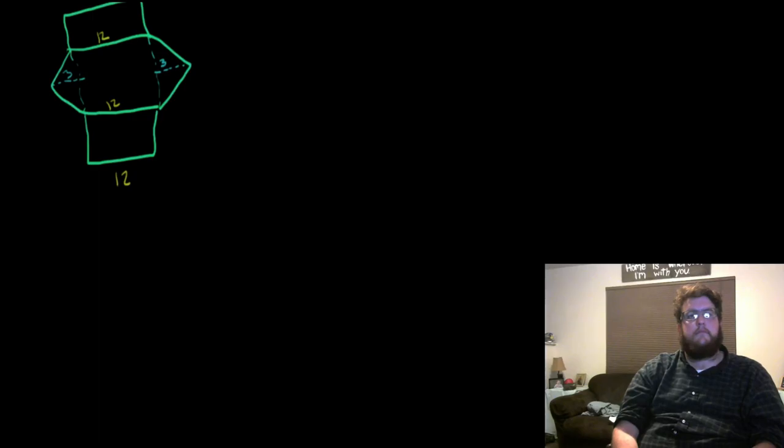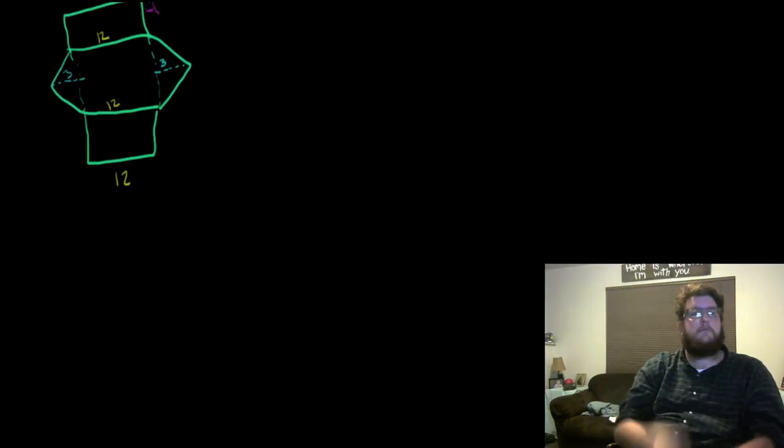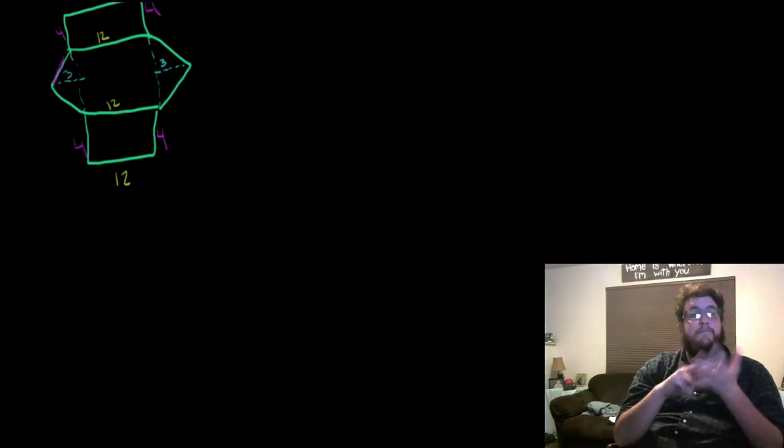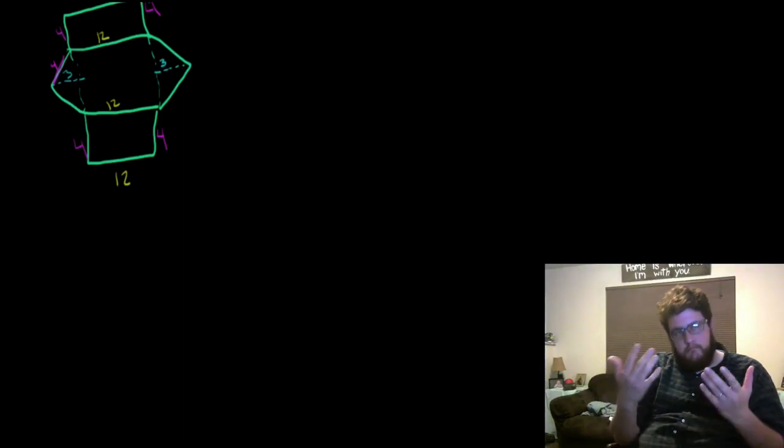And then it tells us that the width of these rectangles is 4. Oops, pick a different color. That's true for all of them. Which also means technically that the edges of these triangles here are 4, but that shouldn't matter in what we're doing. So the first thing we're going to do is find out the area of these two triangular faces.